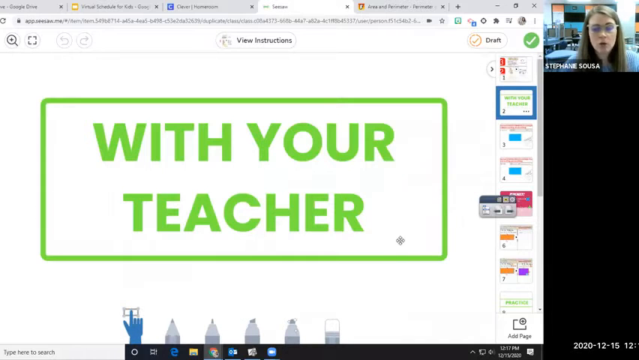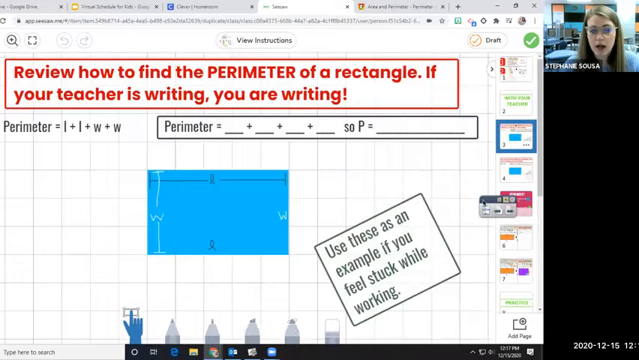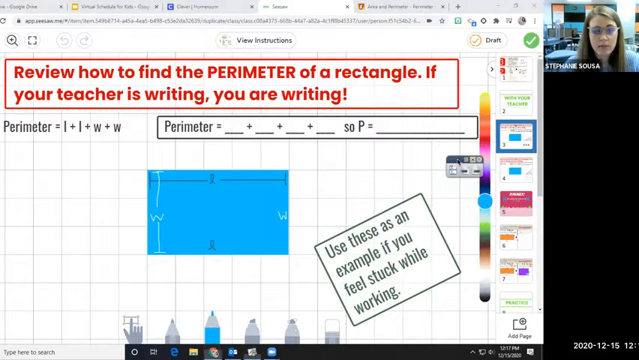Slide 2 lets you know we're doing this together. Okay, let's activate our prior knowledge. Let's go to slide 3. Slide 3 tells us to review how you find the perimeter of a rectangle. Remember, if your teacher is writing, you are writing. So go ahead and grab that writing tool. I don't care what color you use. Get your favorite color. Make it fun. My favorite color is actually orange and teal, so I'll go with orange. Okay.